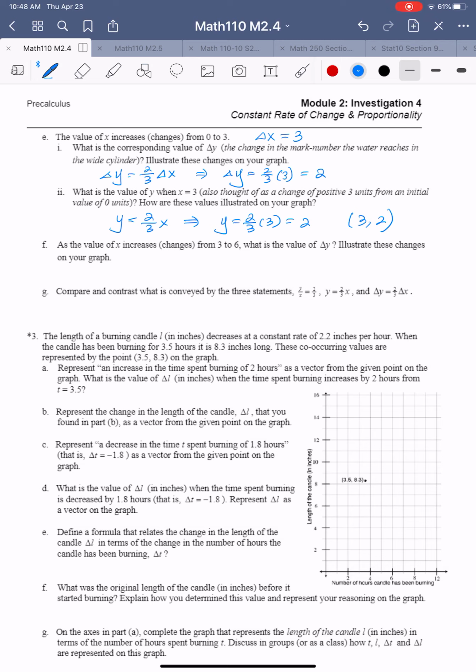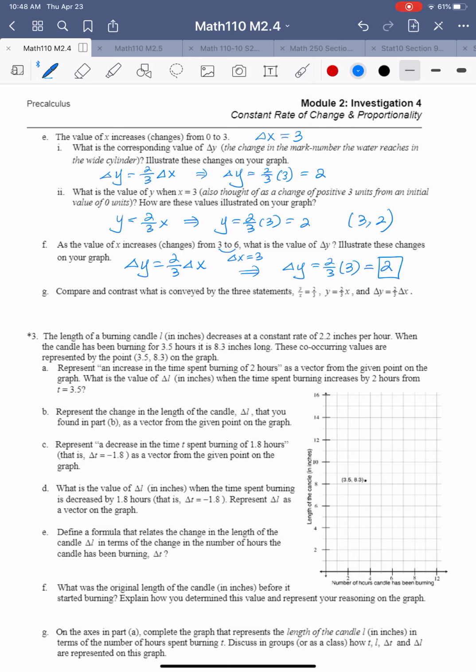And the f, as the value of x increases, changing from 3 to 6, what is the value of delta y? Delta y is going to be 2/3 of delta x. So from 3 to 6, delta x equals 3. So if you plug it in, delta y is 2/3 and the change in x is 3, and then it becomes 2. So this is how much it's been changing.